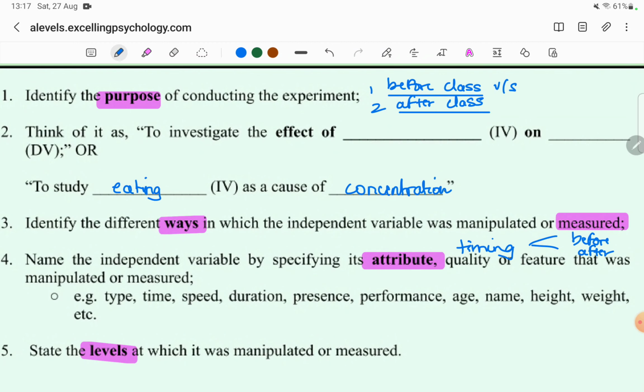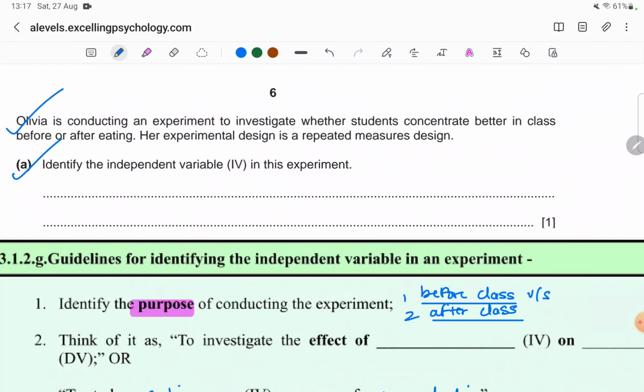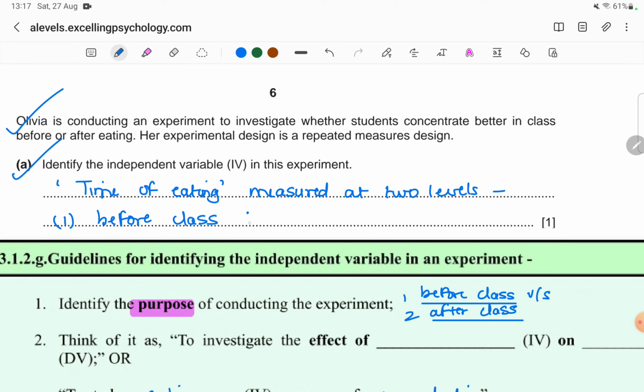I'm ready to write my answer now. So I'll write it by naming the independent variable first. Time of eating, measured at two levels: before class and after class.